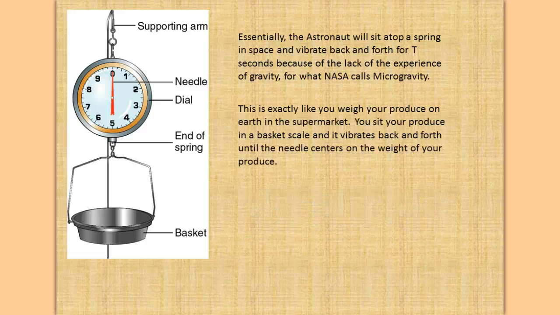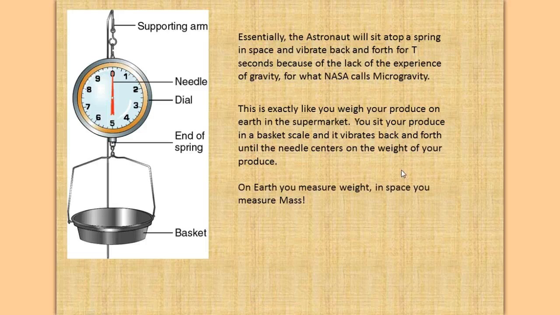This is exactly how you weigh your produce on Earth in the supermarket. You sit your produce inside of a basket on a scale, and it vibrates back and forth until the needle centers on 0, or on the weight of your produce. And then you're charged for how much weight you have. And essentially, this is what astronauts do in space. They sit on top of a spring and they oscillate back and forth. And the equipment does what we just did and measures their mass.